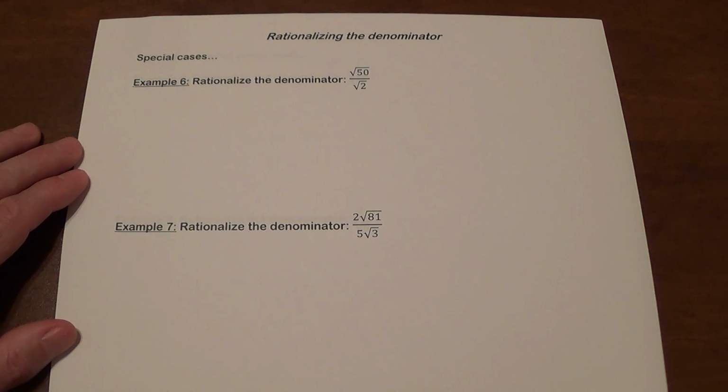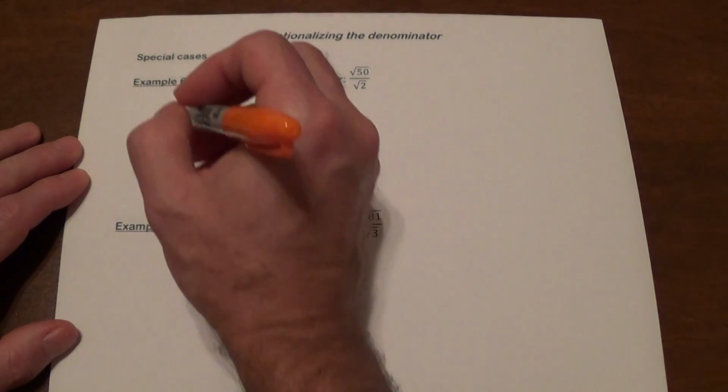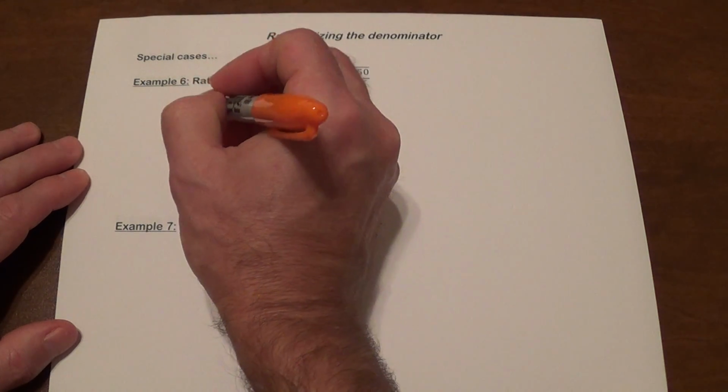This one problem, example 6, that's a special case we have here. So square root of 50 over square root of 2. It seems like we should multiply the top and the bottom by the square root of 2, and you can, and you will eventually arrive at the right answer. But let me show you this.